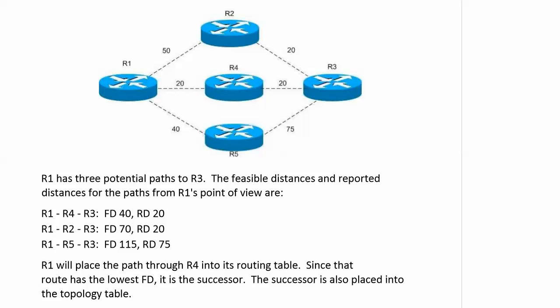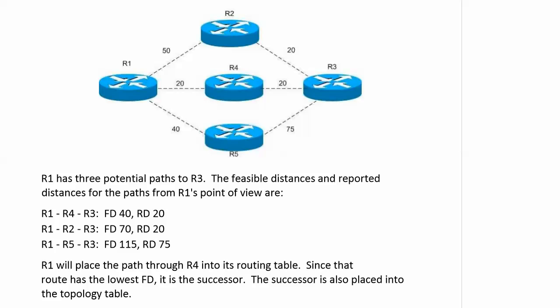The one through R2 and R3, we see that has an overall feasible distance of 70 because we have a 50 and a 20, so we've got 70. The reported distance of that route, which is the next hop router's metric, is 20 because the cost for the path from R2 to R3 is 20. So there we have an RD of 20. The successor route has an FD of 40, so therefore this is a feasible successor.